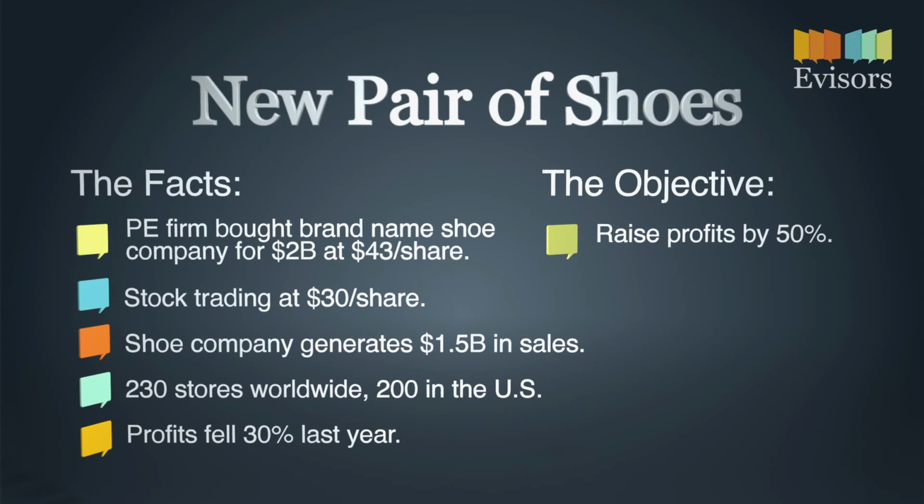So if I summarize this case, I would say, okay, there was a private equity firm. They bought a brand name shoe company for $2 billion. They paid a little over 40% premium. The shoe company generates $1.5 billion in sales. They have 230 stores, 85% of which are in the United States. They experienced a 30% decline in profits. Besides increasing profits by 50%, is there any other objective I should be concerned with? If there is, they'll tell you. If there's not, don't worry about it.